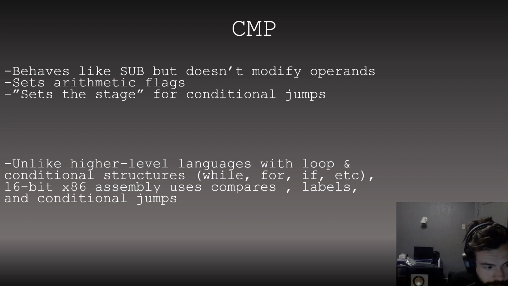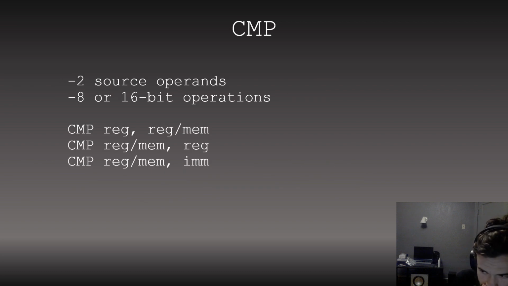Unlike higher level languages with loops and conditional structures, assembly uses compare, labels and conditional jumps. A completely different world here. Just some fundamental stuff: 2 source operands, 8 or 16-bit operations. Obviously, we're sticking with 16-bit assembly here for the time being. You can do reg-mem or mem-reg. We can compare reg-mem and an immediate value.